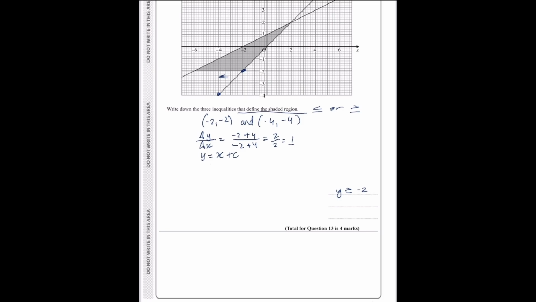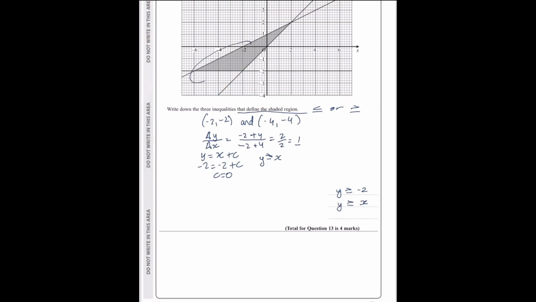Now we need to move on to trying to work out the y-intercept. Using our equation, y is currently equal to x plus some unknown c. We'd solve using one of our points, in this case -2, -2, plug it in as both the x and the y, and we can see that our c must be equal to 0. So our actual equation of the line is just y is equal to x. Bearing in mind what we spoke about earlier with the greater than versus the less than, we can put down our second answer as simply y must be greater or equal to x.